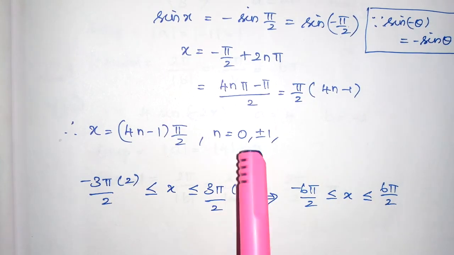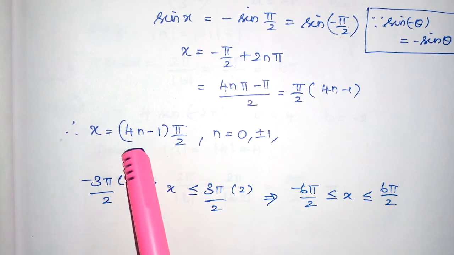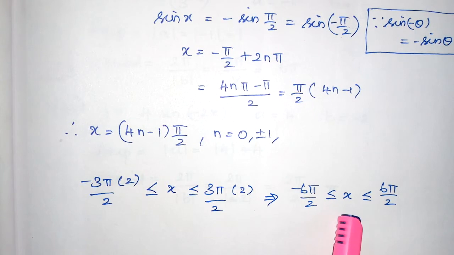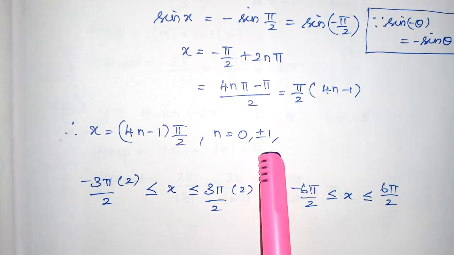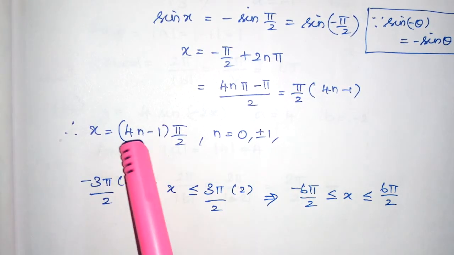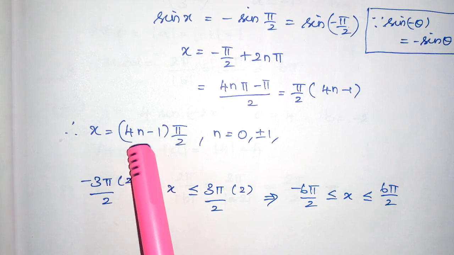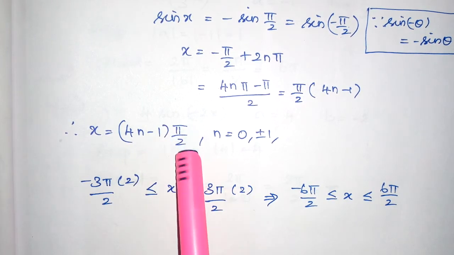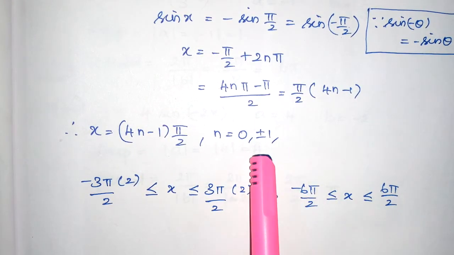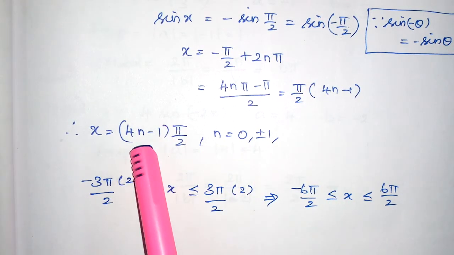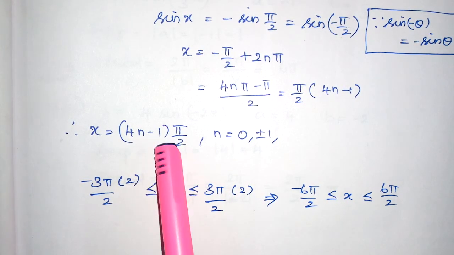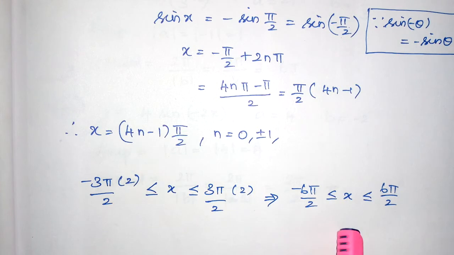So now 0. Substituting 0 here, what will happen? Minus pi by 2 belongs to this interval. Then I am going to substitute 1. So 1 means 4 into 1 is 4. 4 minus 1 is 3. 3 pi by 2 belongs to this interval. Now minus 1. So 4 into minus 1 is minus 4. Minus 1 is minus 5 pi by 2. That also belongs to this interval.